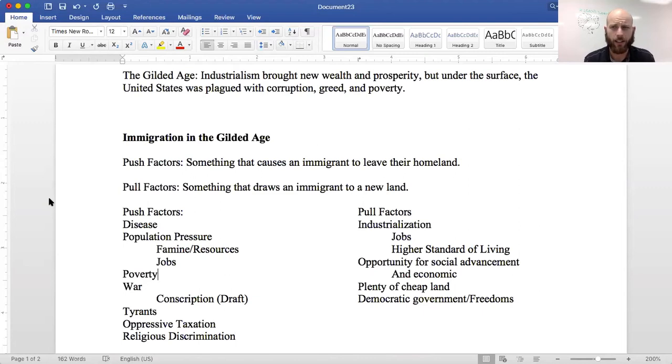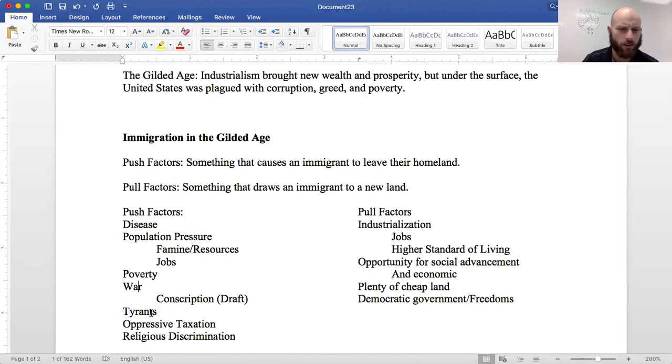We see this a lot today. We look at immigration in 2020, right? A lot of the push factors are the same. If we look at the Syrian refugee crisis that we had recently, they're escaping war. They're escaping ISIS and tyrants. If we look at a lot of immigration from South America, it has to deal with poverty, and they're looking for jobs. So this is a human thing that goes across the United States forever. It goes across the world. Understanding this a little bit can help us understand the human experience.